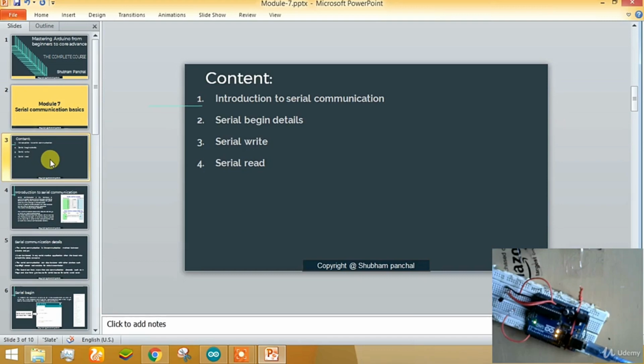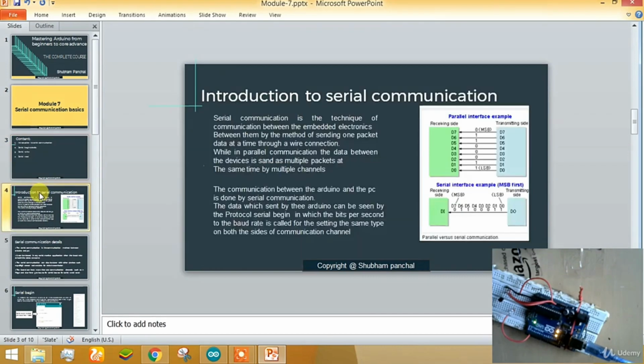First of all, we are going to know about what serial communication is. So let's get to its introduction. Serial communication is the method of communication between two computers. It was first designed with the help of the RS-232 cable.